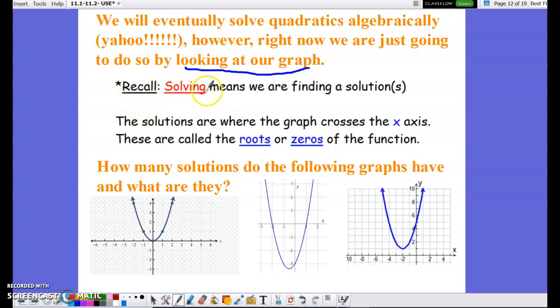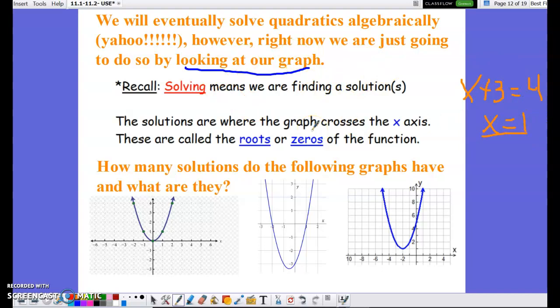It says recall, solving means we're finding solutions. So for instance, when we did equations before, if I asked you to solve the equation x plus 3 equals 4, you would find that x would equal 1, right? 1 plus 3 is 4. So that's the solution. The solution is the number or numbers that make the equation true.